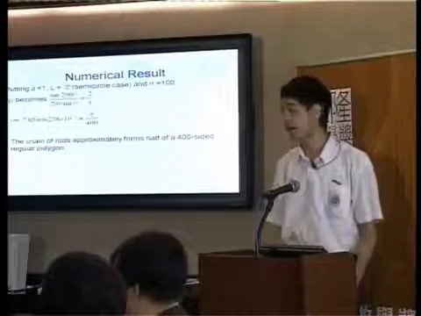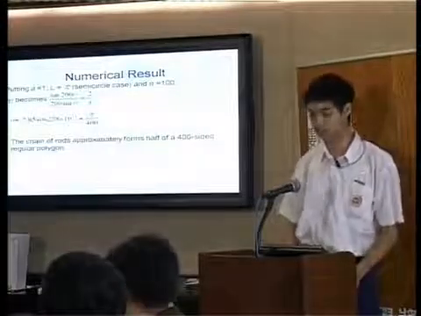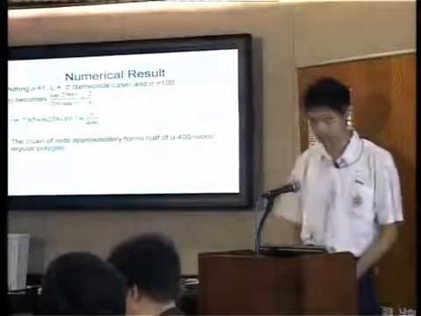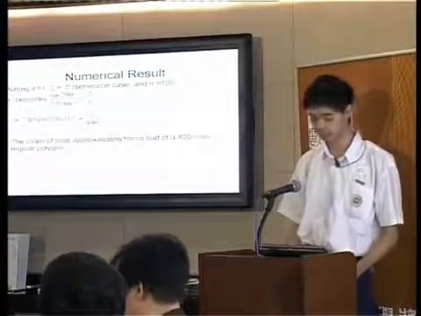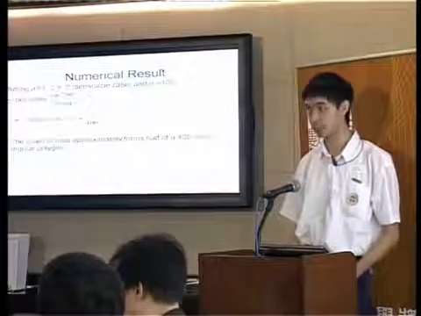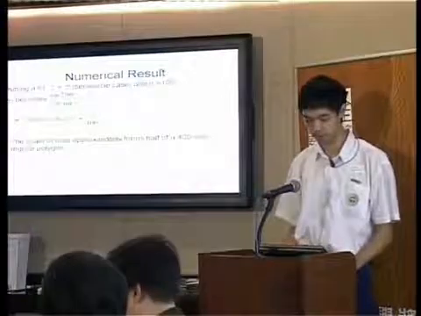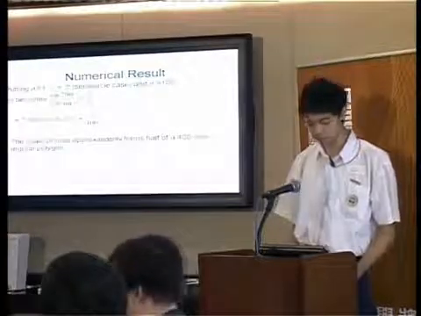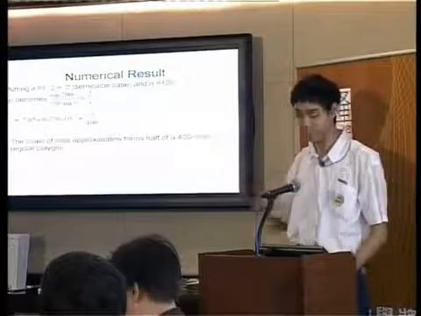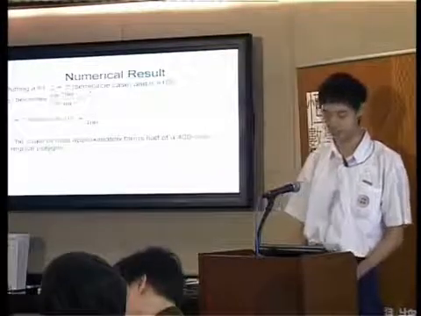To check my approximation method, I used some numerical results. We put a equal to 1 and L equal to pi, which is the semicircle case, and n equal to 100. That is, we consider 200 rods. Equation gamma would become this. And the numerical solution for theta 1 is this number, which is approximately equal to pi over 400. Therefore, the chain would approximately form half of a 400-sided regular polygon, which can be inscribed in a semicircle, of course.